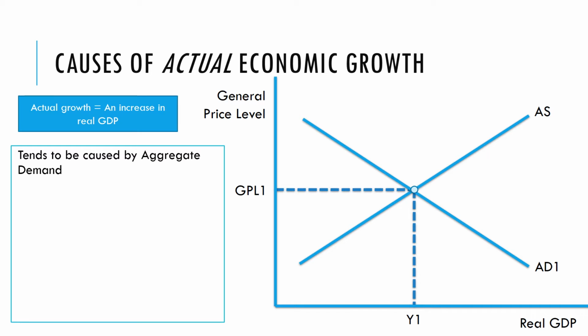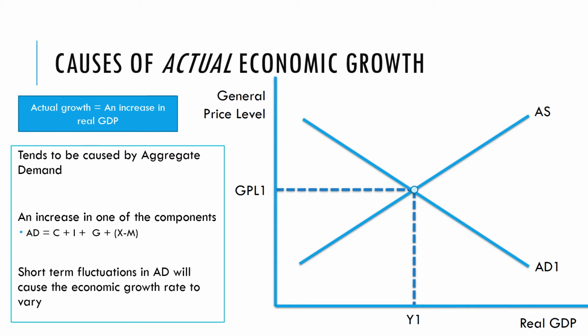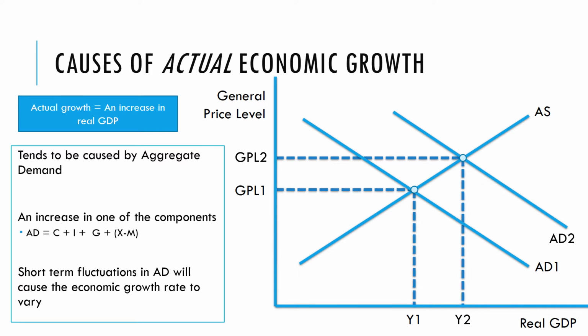And this tends to be caused by changes in aggregate demand. So an increase in one of the components of AD will cause an increase in real GDP, and we would say that changes in aggregate demand normally drive changes in actual growth. So short-term fluctuations in AD will cause the economic growth rate to vary. So for example here, a change in AD has led to economic growth of Y1 to Y2.